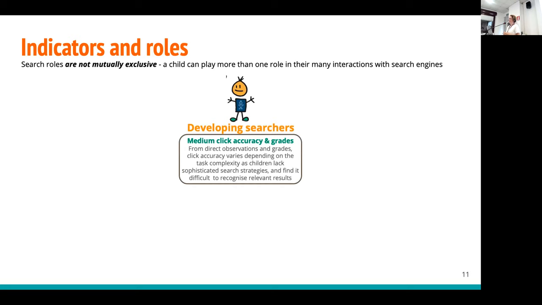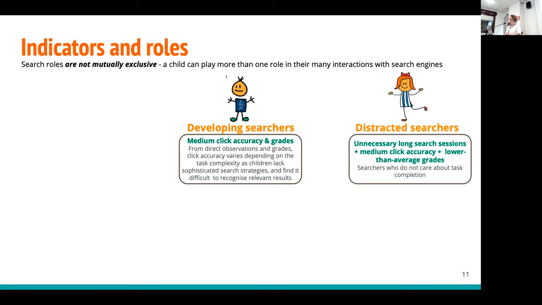So in order to recognize the developing searcher, we looked into the accuracy of the clicks and the grades they were getting. We explored this type of role very deeply by looking into the fact that they were not particularly precise in their clicking, and also they were in the medium range of grades. Also thanks to the observation from the teacher, we could see, by looking deeper, that they particularly had problems with complex search tasks. So there was an issue there of search strategies not yet well developed.